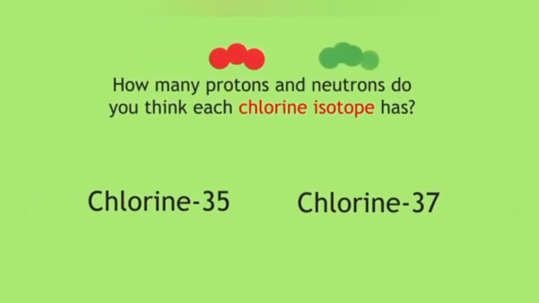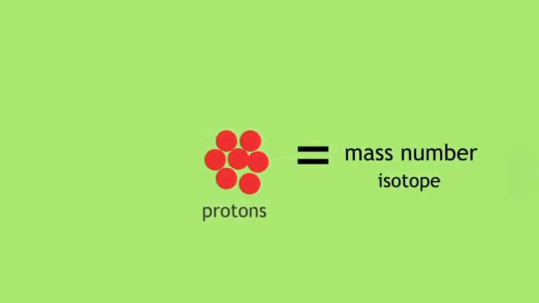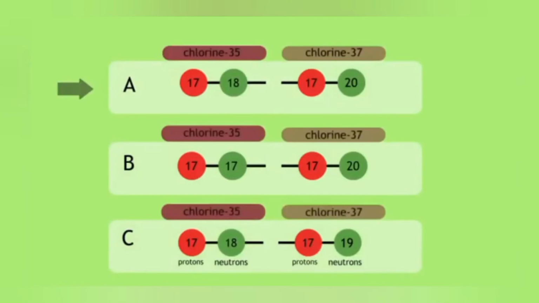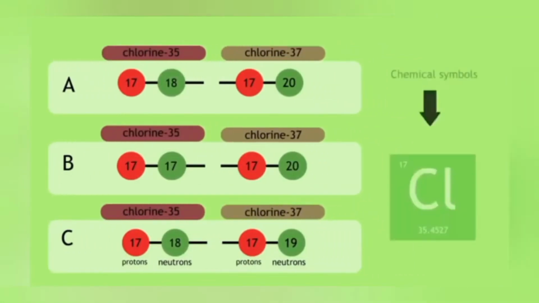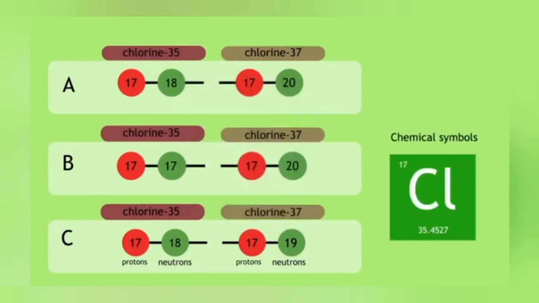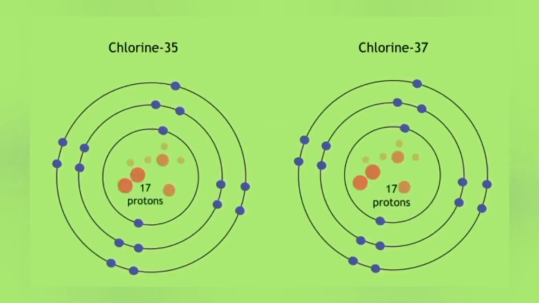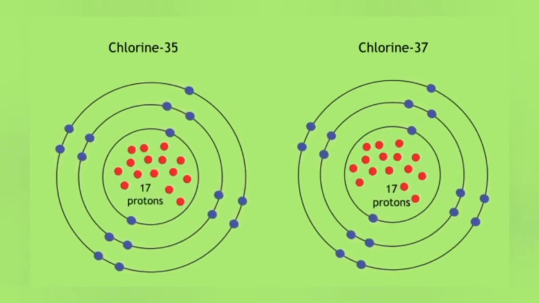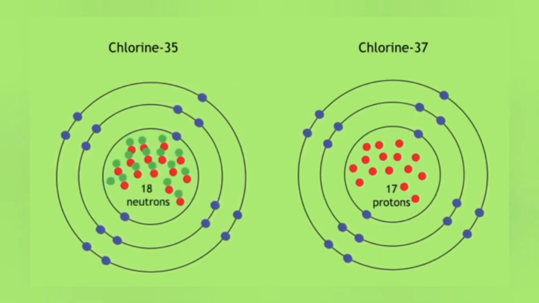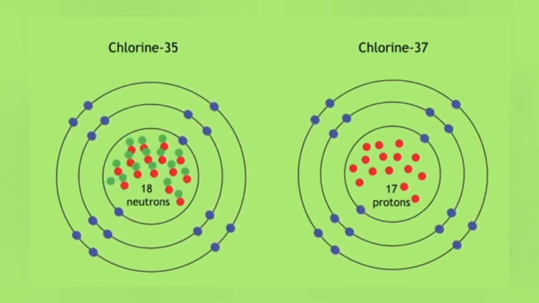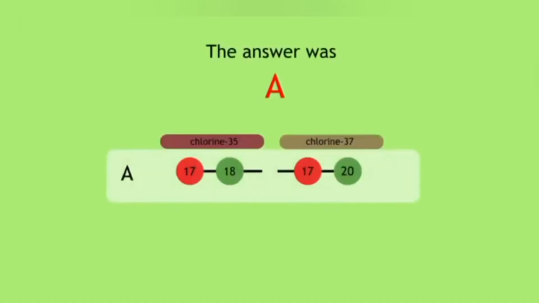How many protons and neutrons do you think each chlorine isotope has? Remember, the mass number for an isotope is equal to the number of protons it has plus the number of neutrons. Pause and select from one of the following options. Use the chemical symbols to help you work this out. Both chlorine-35 and chlorine-37 have 17 protons, but the chlorine-35 isotope has 18 neutrons, whereas the chlorine-37 isotope has 20 neutrons. The answer was A. Did you get it right?